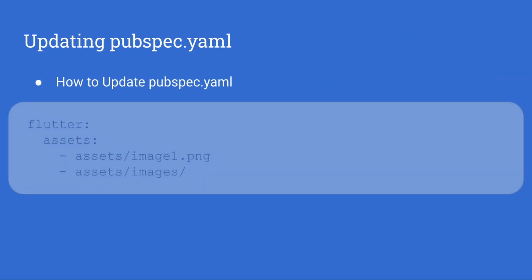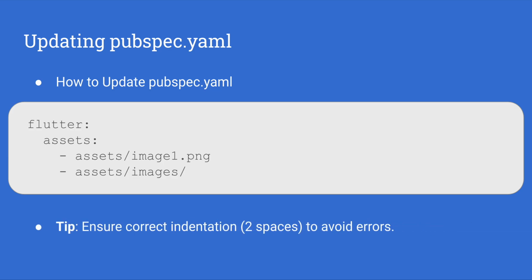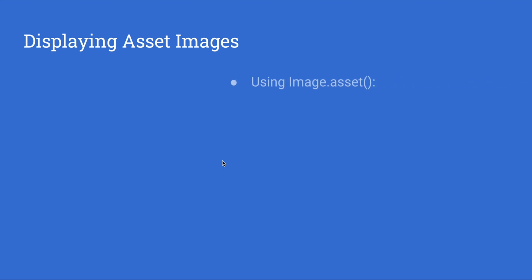So, updating the pubspec.yaml file, how to update? Here is the syntax. We are using flutter. Here is a tip: ensure correct indentation of two spaces to avoid errors in the pubspec.yaml file. So in the flutter section we add two spaces and then assets, then two spaces and add our assets, image1.png. Otherwise, we add an images folder, so we use assets/images/ folder and then our image.png etc.